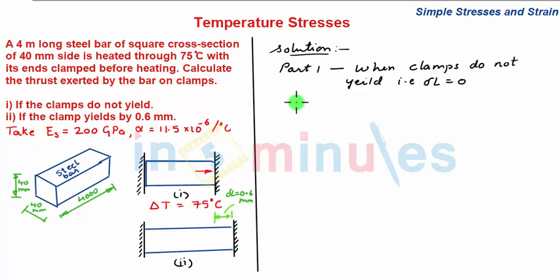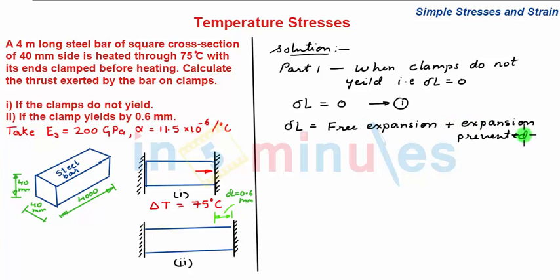So we have our compatibility equation as delta L is equal to 0. Let this be equation 1. Now we know the compatibility equation for temperature stresses is delta L is equal to free expansion plus expansion prevented. So we now put the values. Delta L is 0. Free expansion is given as alpha delta T into L, plus expansion prevented, which results in stresses in the steel bar and is given by sigma L by E, that is PL by AE, where sigma is P by A.